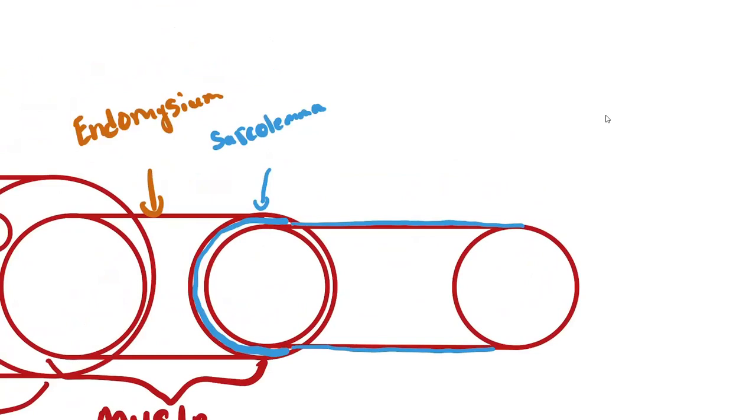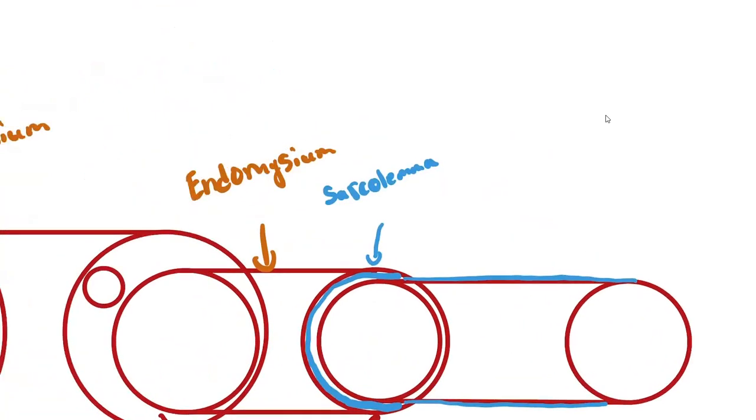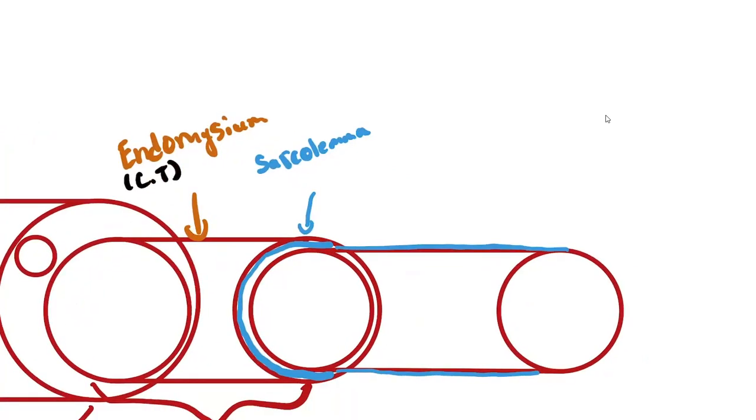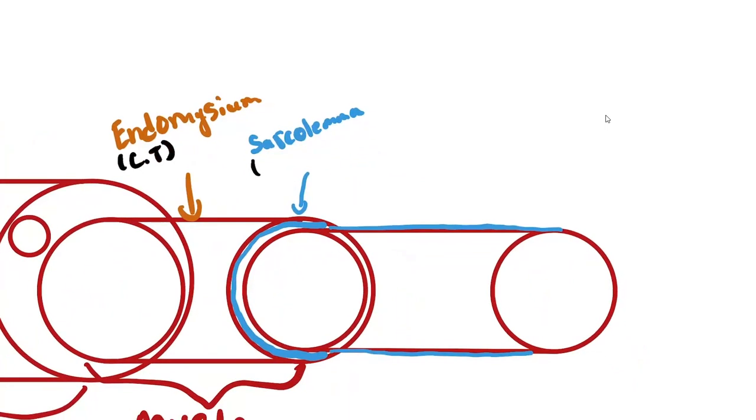And the difference between the endomysium and the sarcolemma is that the endomysium is a connective tissue, and the sarcolemma is a membrane. So it's gonna have the phospholipids, and it has permeability. It has all the ion channels on it.